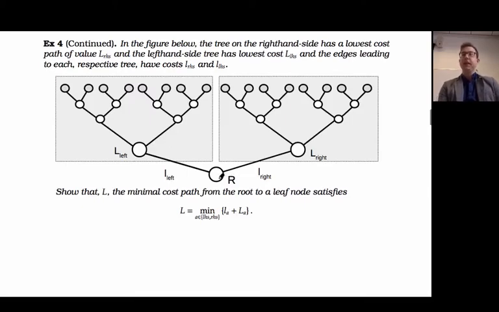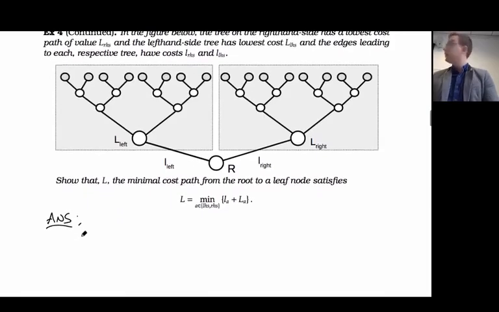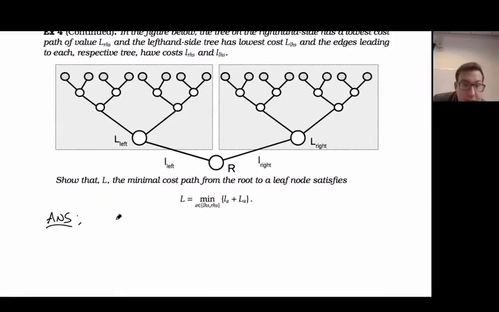Similarly, I've got the same on the other side. The cost for this part of the tree is L right, and I've got a cost for moving to that part of the tree, little l right. So this isn't even really a question, but notice that if I go left, it has a cost, which is the cost of me moving from there to there plus the cost of being there.